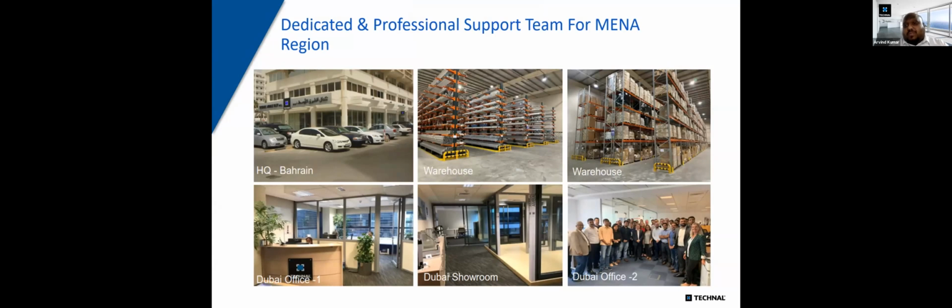We have some photos of our warehouses. This is where we store our products to quickly service any kind of project requirements in the region. And we also show some photos of our showroom. If you ever pass by Bahrain or Dubai, we have a wonderful showroom equipped with all our products in life size, and you're welcome to come and pass by and see them. Please let us know. It'll be an honor to host and welcome you in our showrooms as well.